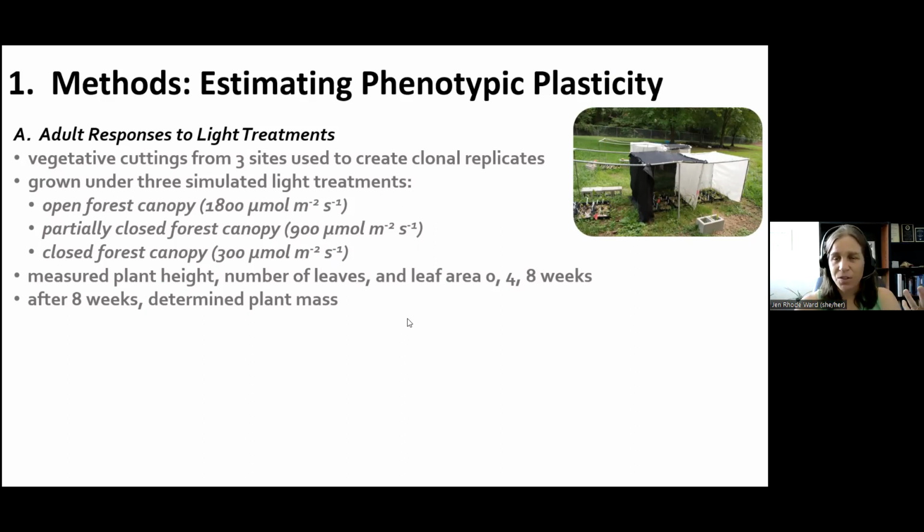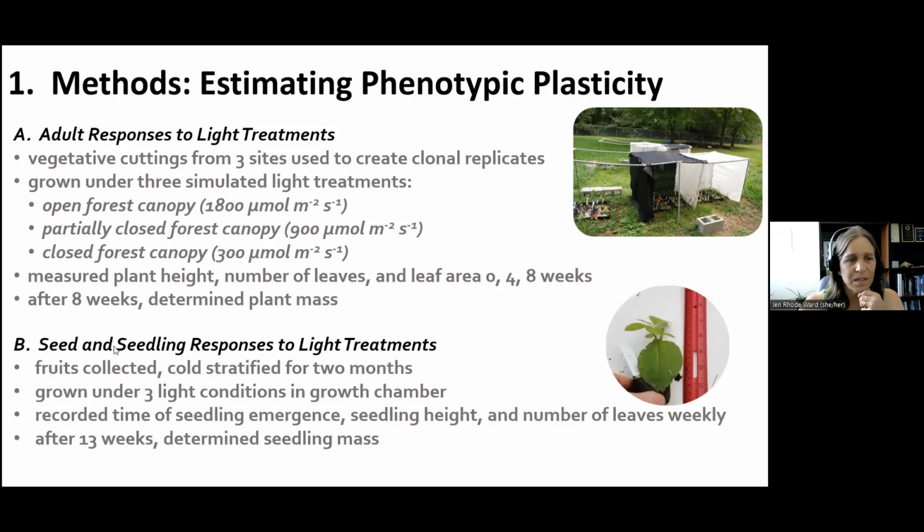And then we destructively harvested some of those clones at 0, 4, and 8 weeks to see how they might differ in how quickly they were growing and their leaf number and how big their leaves were, so sort of their photosynthetic potential. And then at the end of 8 weeks, we dried the plants to determine their mass.